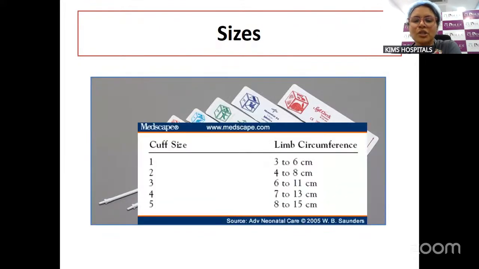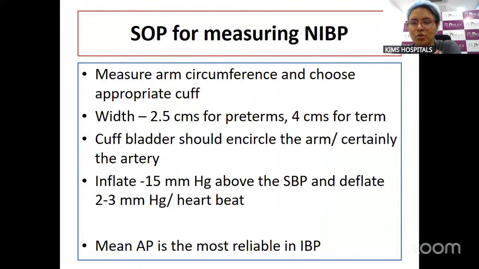The choice of the cuff to be chosen for baby's blood pressure measurement should be that the cuff bladder should completely encircle the arm and certainly the artery. We should make sure that 80% of the length of the baby's mid-arm circumference is encircled by the cuff. While measuring the blood pressure, we should inflate the cuff bladder pressure to 15 millimeters of mercury above the systolic blood pressure and deflate slowly at 2 to 3 millimeters of mercury per heartbeat in order to measure the blood pressures. And mean arterial pressure is the most reliable measure in invasive blood pressure monitoring.